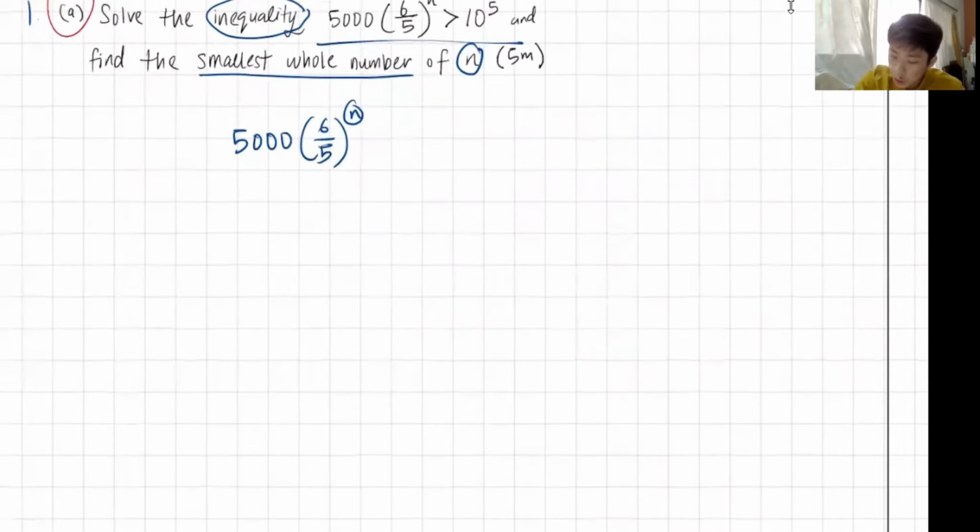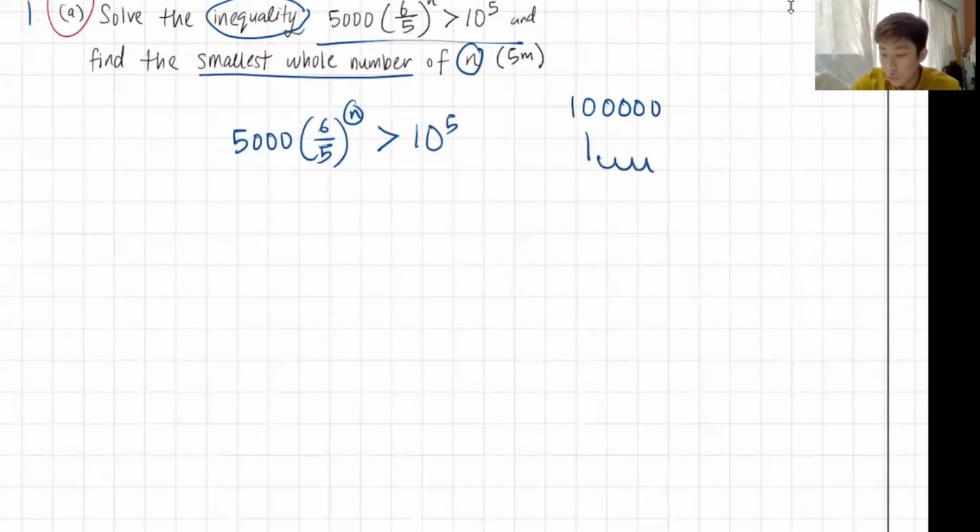Okay, so I copy the question: is greater than 10 to the power of 5. 10 to the power of 5 is basically 5 zeros. 1, 2, 3, 4, 5. Okay, 5 zeros. Or you can think of it as 1 has a decimal point at the back. You just move it to the back by 5 spaces. 1, 2, 3, 4, 5. So the decimal place has moved to the back. So it's 100,000. Okay, but that one is not important yet.